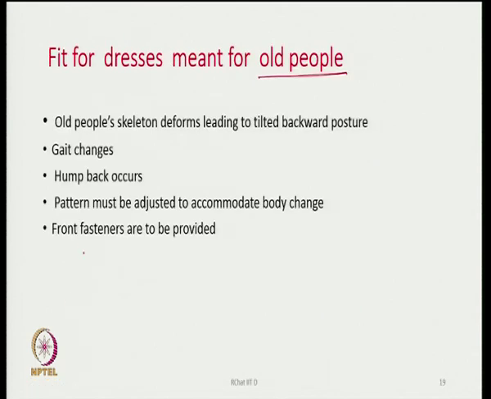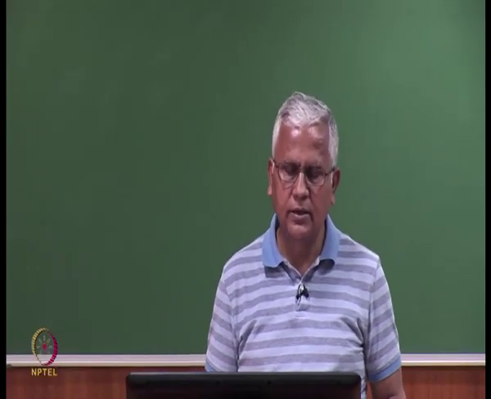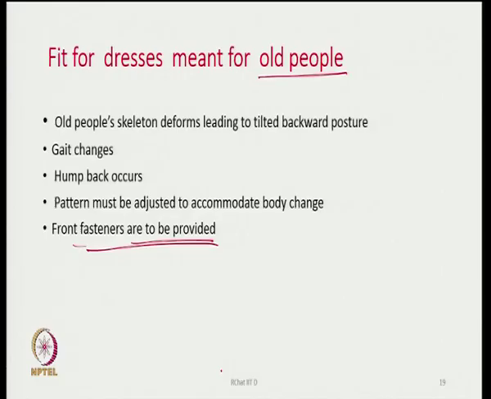And the other thing is the front fasteners are to be provided especially for older people. The button size has to be bigger, so that they can easily feel the location of the button and they can easily unbutton and button it, or we can have situations where buttons may be replaced by some other means like Velcro, so that it becomes easy for the person to wear the dress whenever he wants or remove the dress.